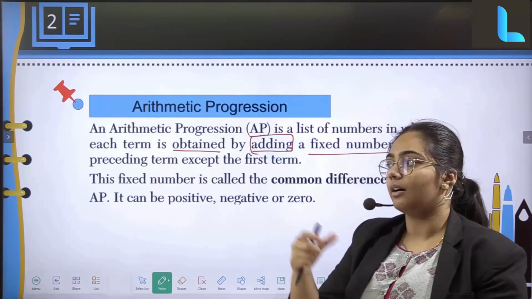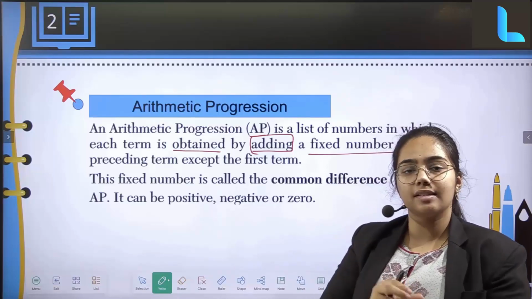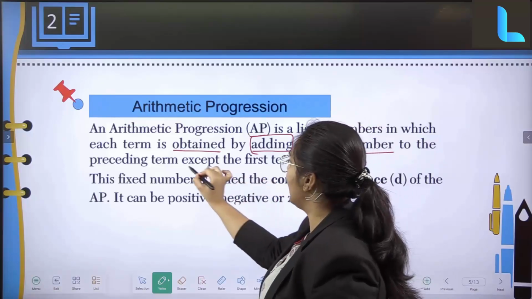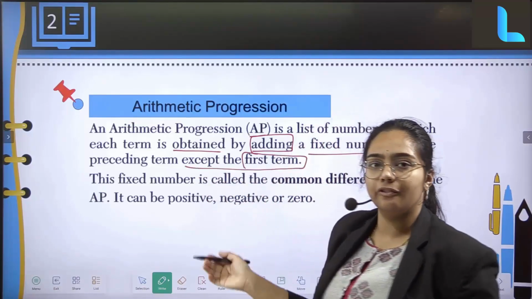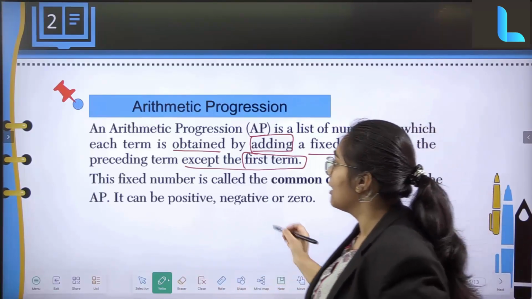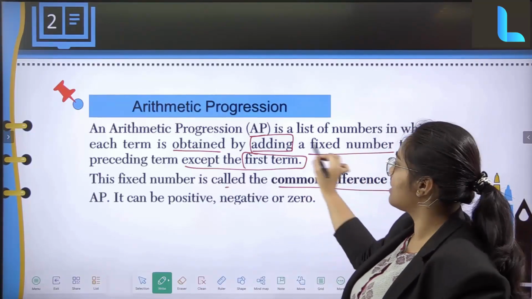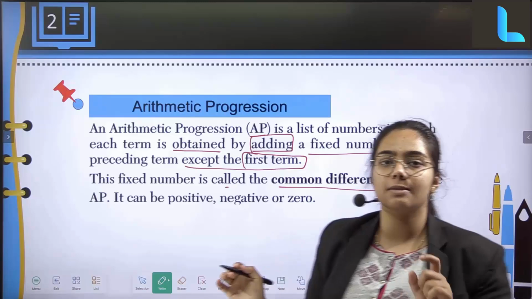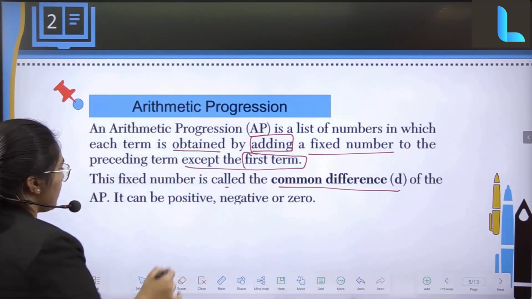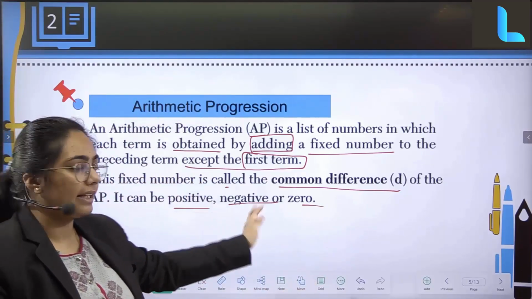To get the third number, if I add that common difference D to the second number, that is how I'll be getting the third number, right? So except for the first term, all the numbers are obtained by adding the fixed number. This fixed number is called the common difference, which is denoted with the letter D. It can be positive, negative, or even 0. Right, the number can either be positive, negative, or 0.